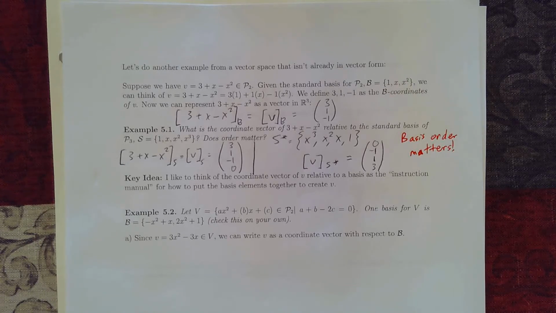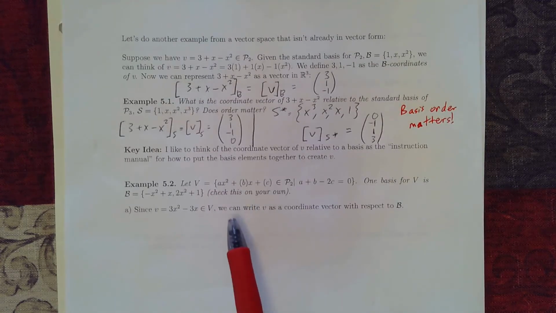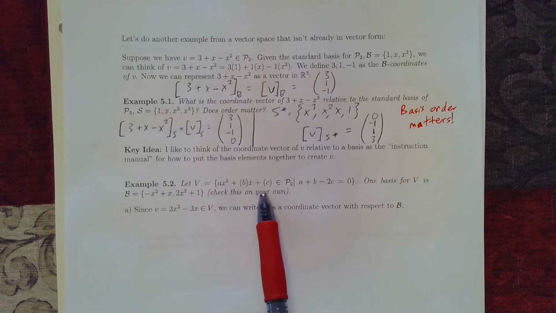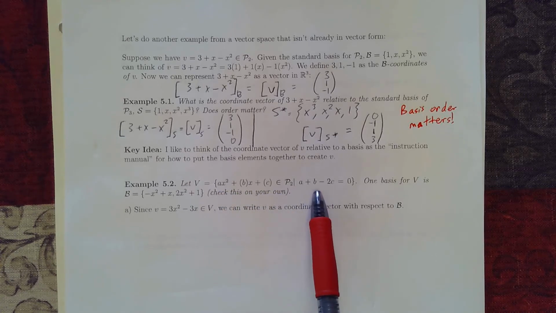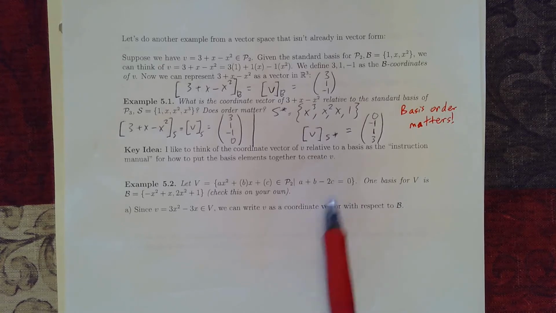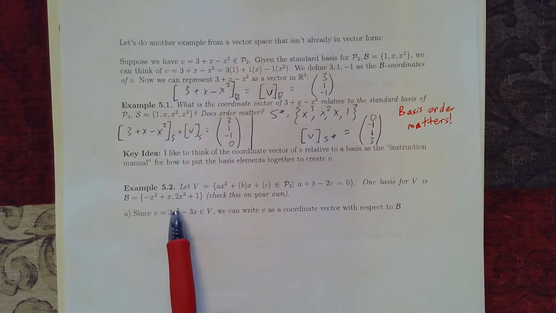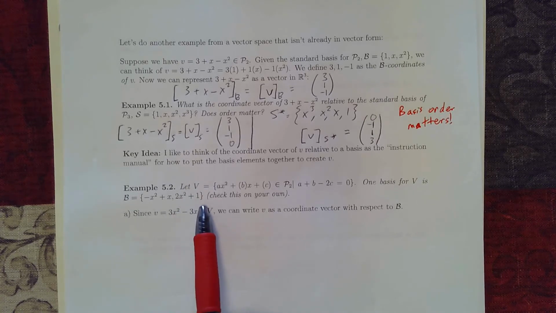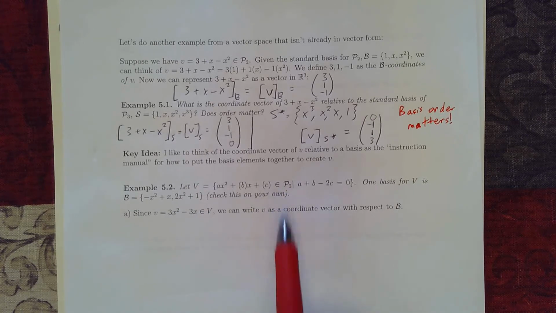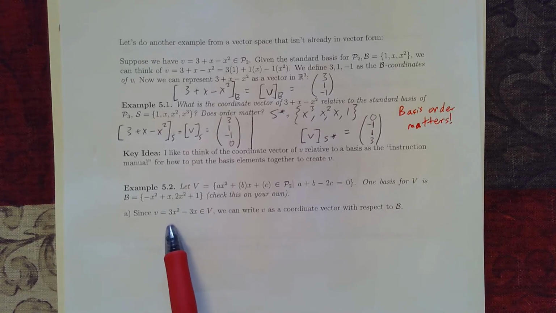All right, so let's have a vector space be equal to ax squared plus bx plus c, where a plus b minus 2c equals 0. So now we're going to have a specific subspace, and a basis for this is going to be negative x squared plus x and 2x squared plus 1. So we've got a basis for this strange subspace. And what we want to do is describe some vector, 3x squared minus 3x, in terms of these vectors.